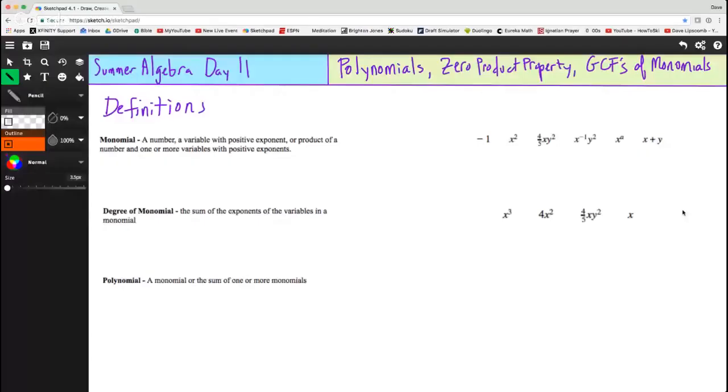Lots of examples today. A little bit of explanation, but mostly all examples and a few definitions. We're going to start with some definitions so we really get this. So we're going to start off with monomials.